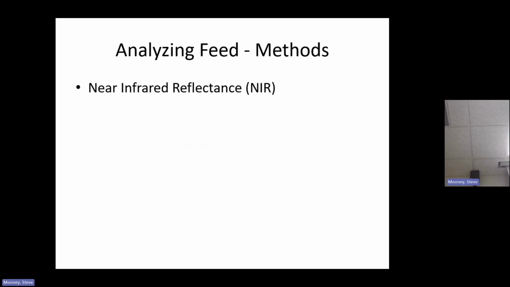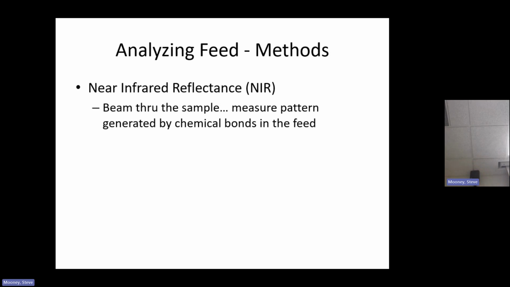So near infrared reflectance, NIR. What do we do there? We've prepped our sample, dried and ground. We're going to shoot a beam through it. Then we measure the pattern generated by the chemical bonds in the feed. We look at that pattern and say, oh, that's protein, that's carbohydrates. So it can do water, it can do all kinds of organic things there. It cannot do minerals. So that's an important thing to remember.